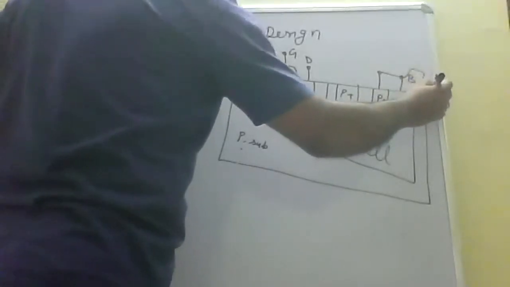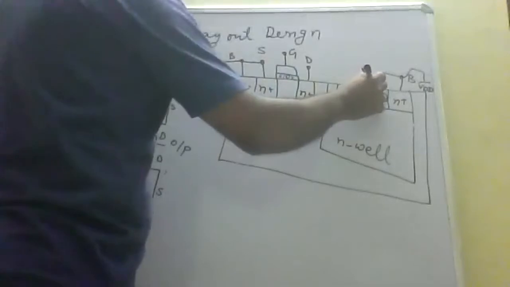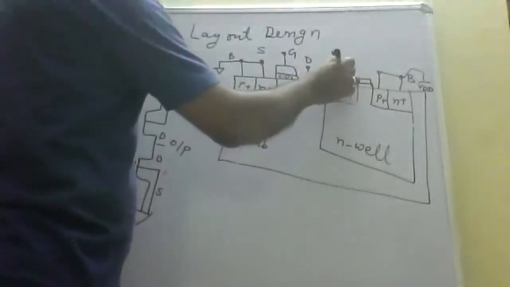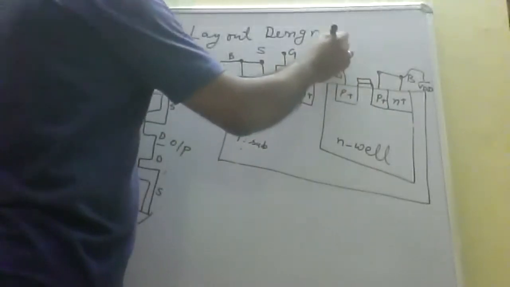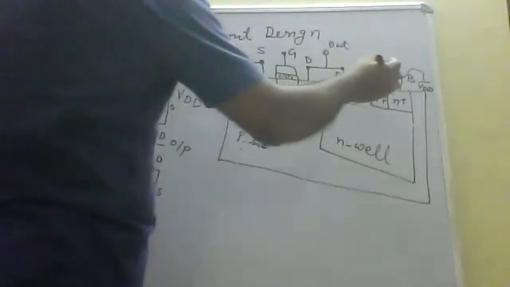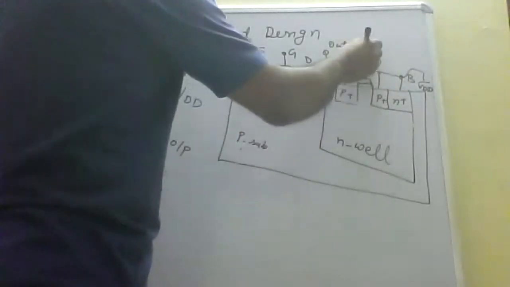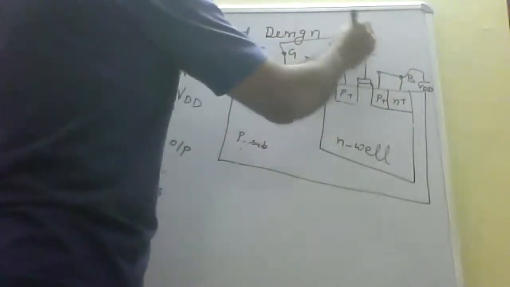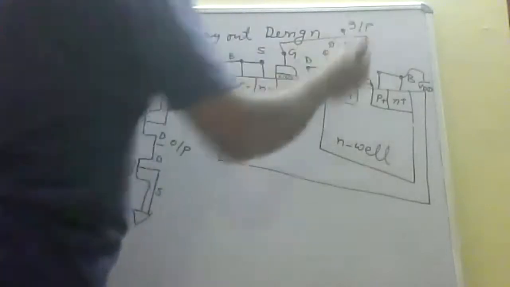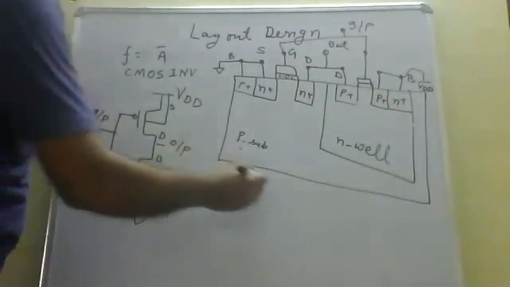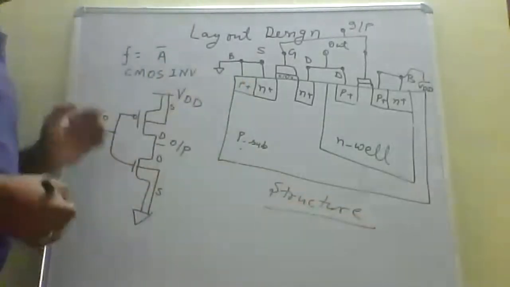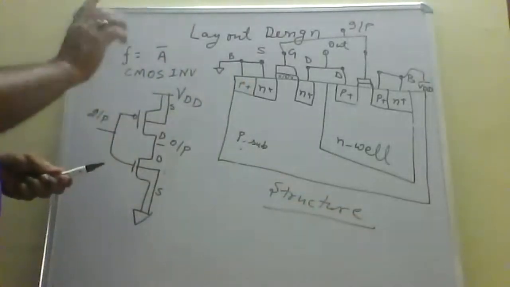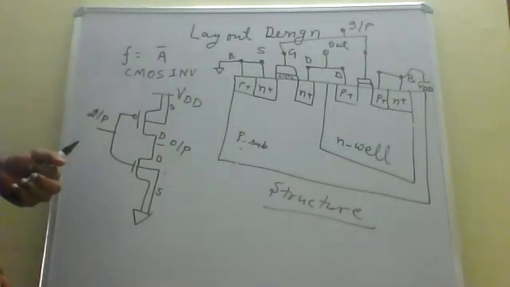Here VDD is connected, and between the two P plus regions there will be SiO2 and polysilicon. This will be the drain, and these drains are connected together to the output terminal. And these gates are connected together to the input side. So this will be the structure. This is not the layout. This is the structure of the CMOS. When we fabricate, it will be fabricated like this, right?